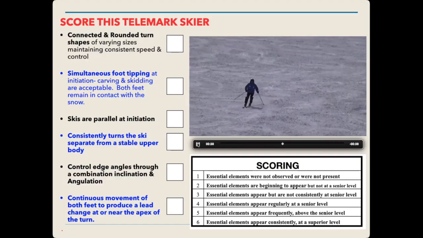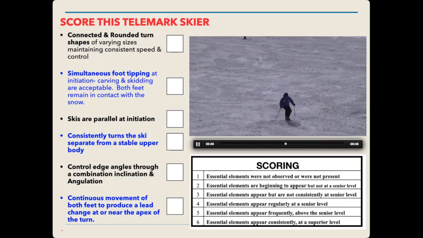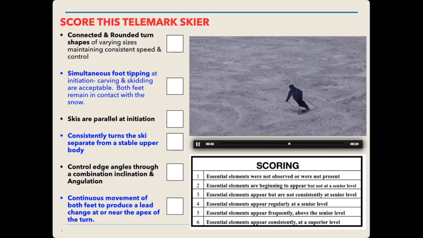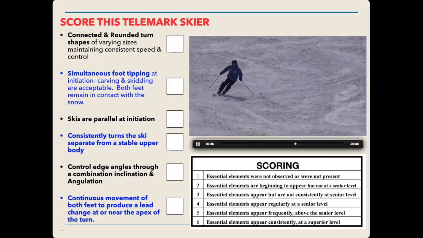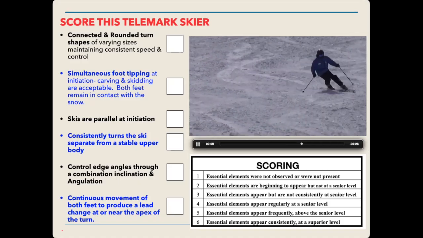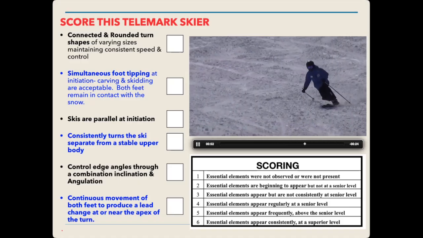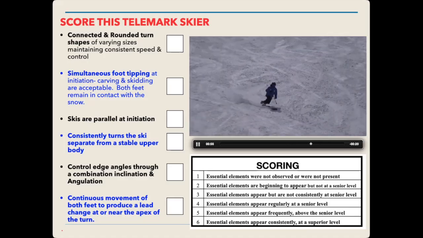Excellent. So even though we've got some small discrepancies between the scores, we're both solidly at or a little bit above senior level for this skier on this run.